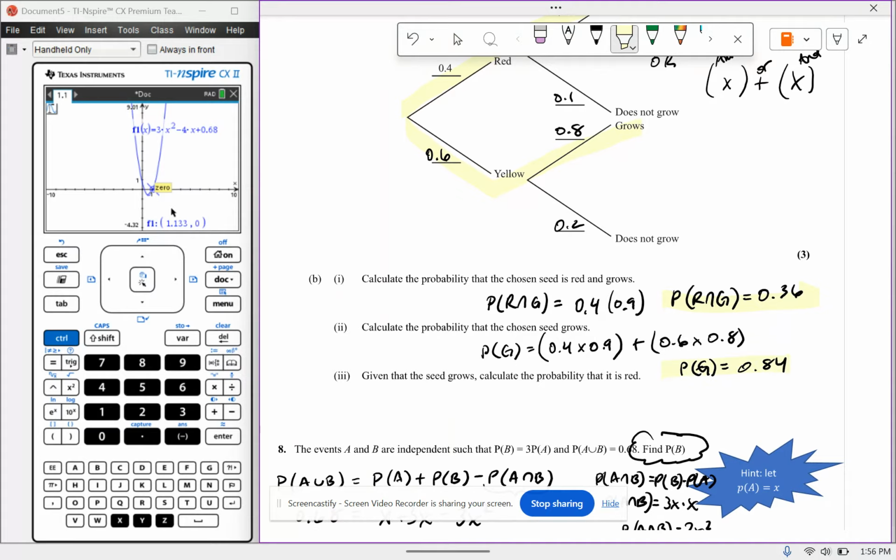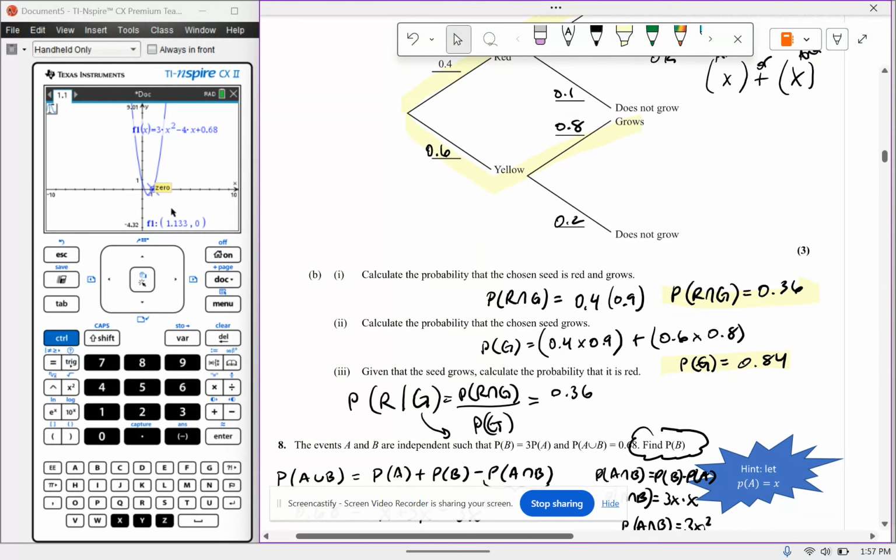All right. Now, given that the seed grows. Audrey, did you want to sing this with us this time? Given that the seed grows, calculate the probability that it is red. All right, Audrey, I'll kick it off for you, okay? Given goes down, below, and is on top. Yes! Okay, so red and grows, we already found it. Grows, we already found it. Put it in your calculator. What'd you get?